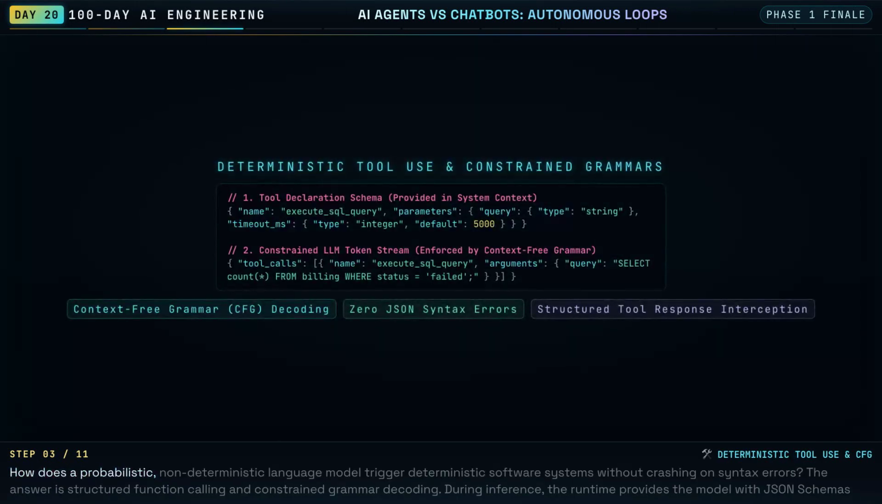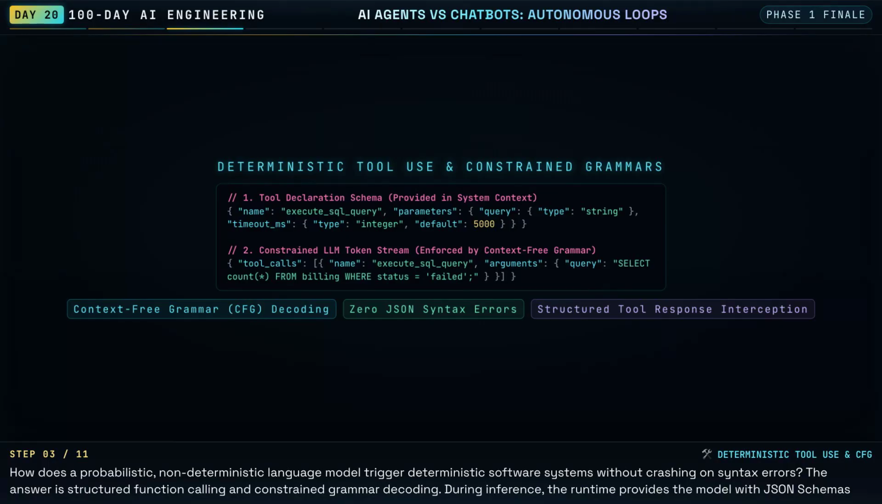How does a probabilistic, non-deterministic language model trigger deterministic software systems without crashing on syntax errors? The answer is structured function calling and constrained grammar decoding. During inference, the runtime provides the model with JSON schemas defining available tools, required parameter types, and allowed values. Modern serving engines use context-free grammars to mathematically constrain the token sampling space. During decoding, tokens that would violate the JSON schema receive a probability of negative infinity. The LLM is physically incapable of emitting invalid JSON keys, missing required fields, or outputting malformed types.